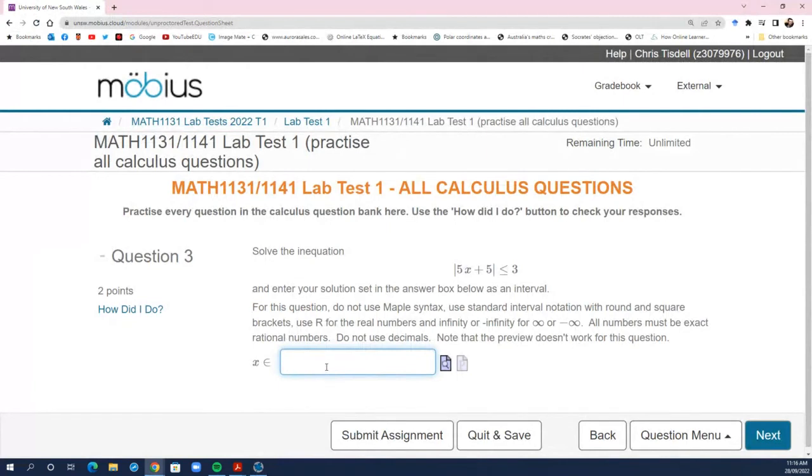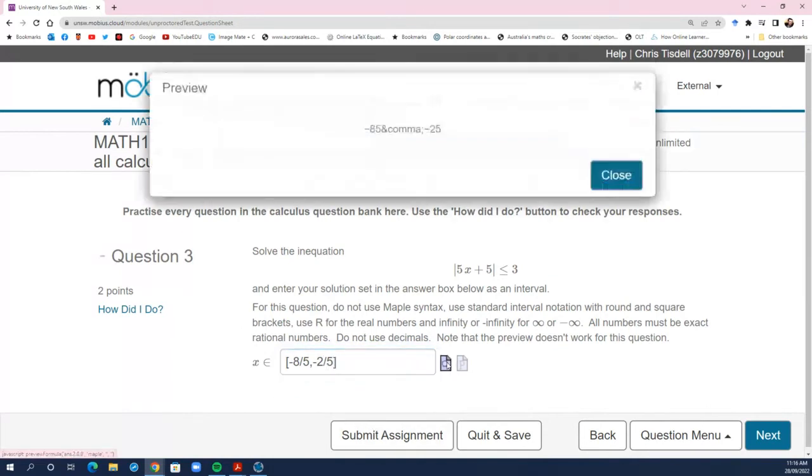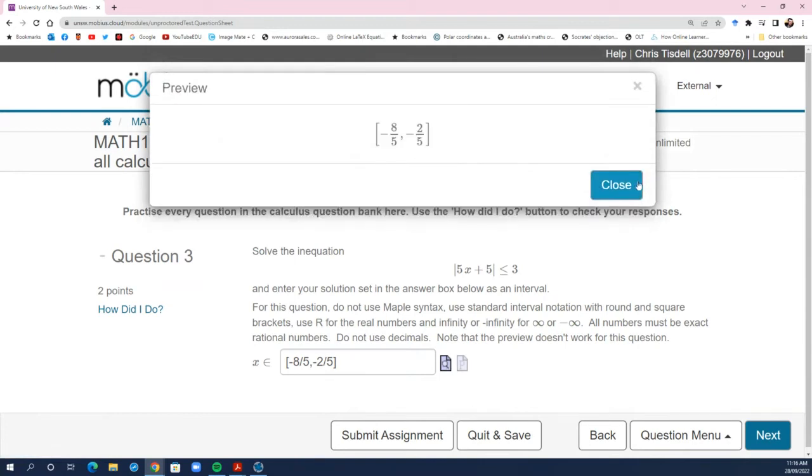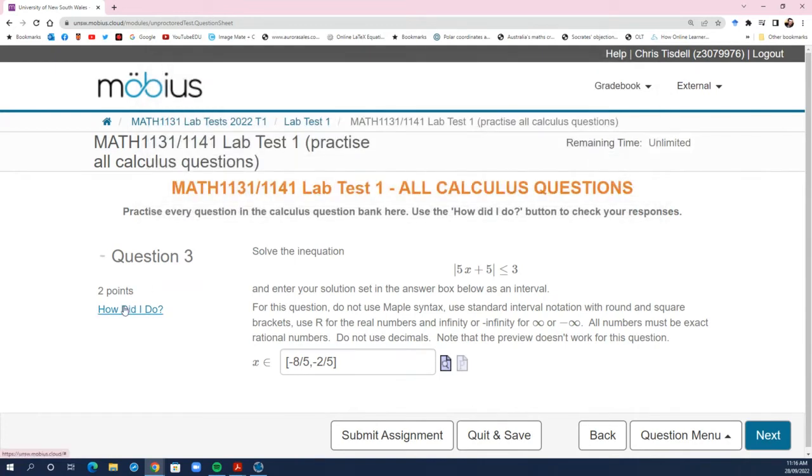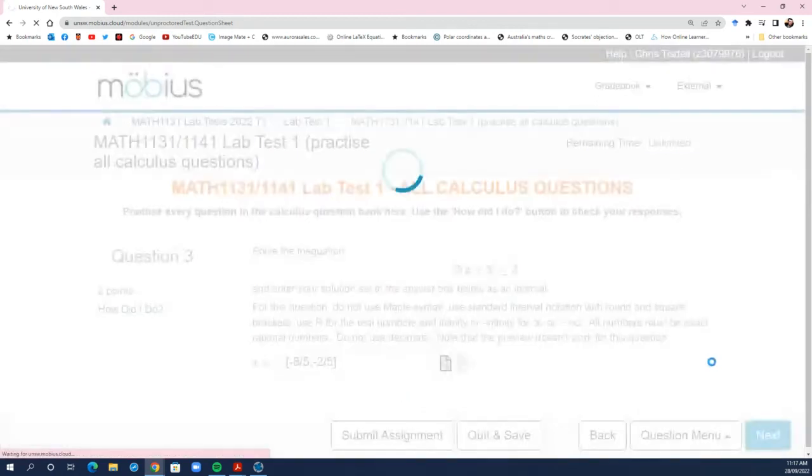So if I go here, use the standard interval notation. Okay, so -8 on 5, negative 2 on 5, look, and so I press this to check that I really got what I wanted. That looks good. And how did I do? Yay, I got it right. Okay. I'm on a roll.